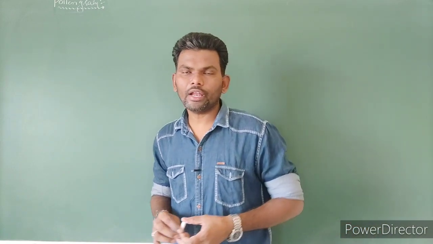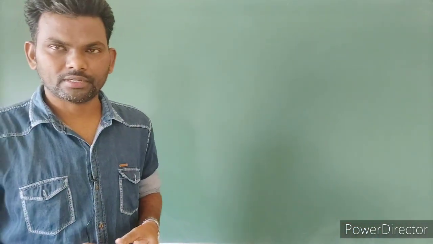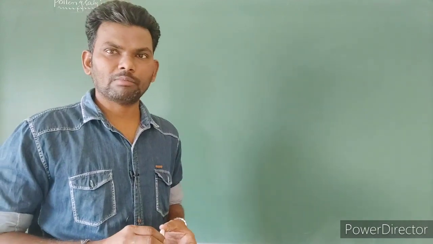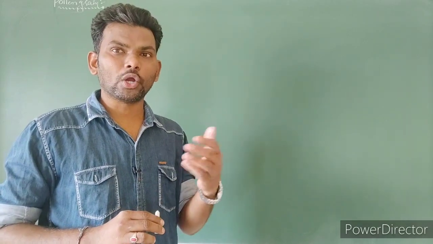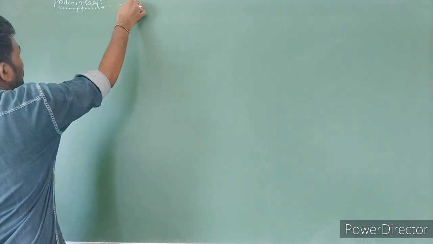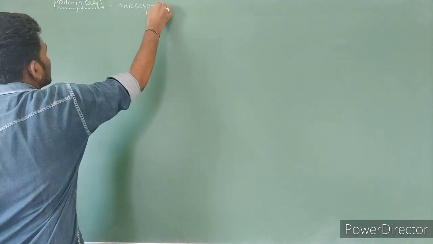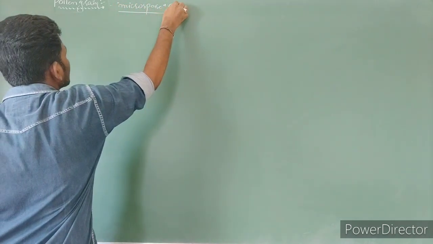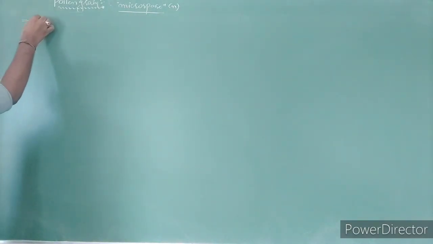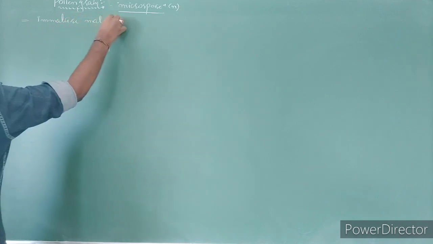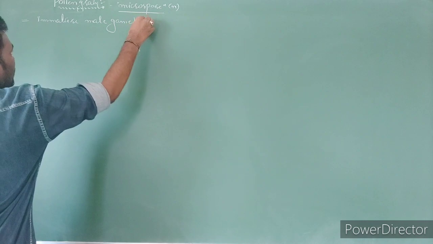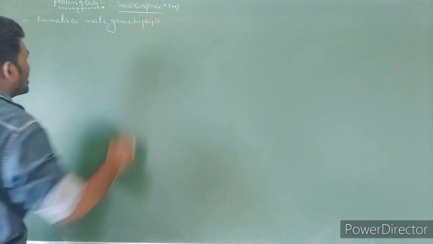Next, pollen grain is also called immature male gametophyte. It is also called microspore. The study of pollen grains is called palynology. Let's write the points first. Pollen grain is also called microspore, and the ploidy is always haploid. Second, pollen grain is also known as immature male gametophyte.